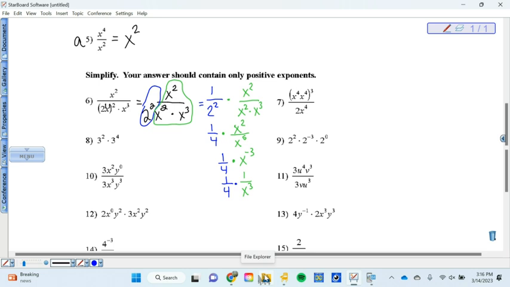What do I do when I'm multiplying 2 fractions? Multiplying, I just go straight across the top, straight across the bottom. What's 1 times 1? And then 4 times x cubed? 4x cubed. That's it. That's my answer. Can you guys try number 7, please?